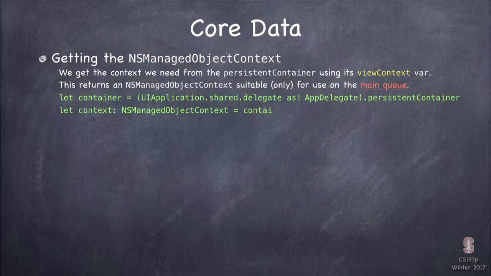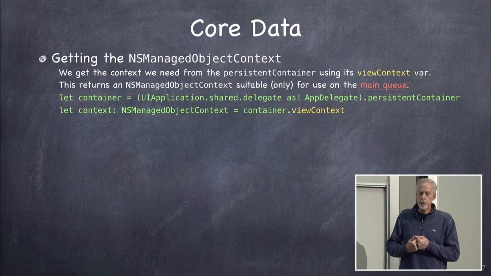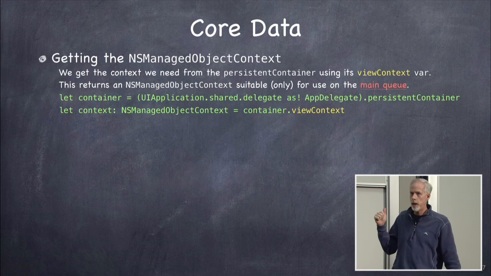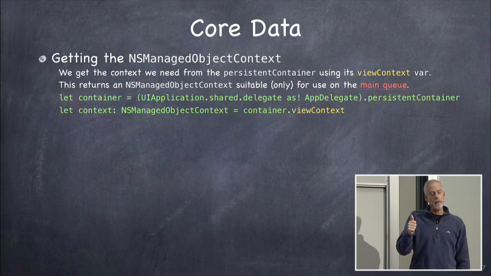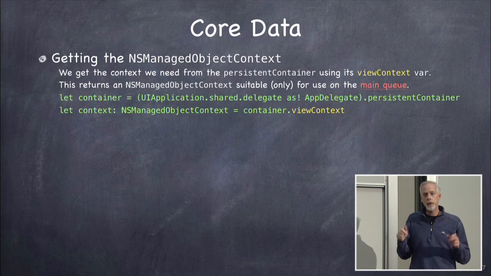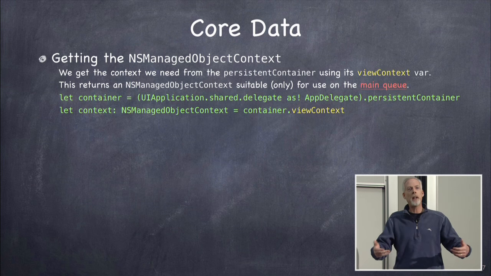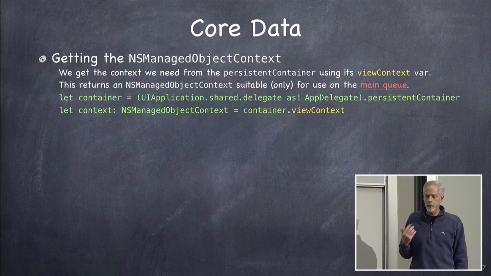Okay, so now I have this persistent container. I need to get the context out of it. And so the container has an awesome var called viewContext. And the viewContext is an NSManagedObjectContext that's only suitable for use on the main queue. This is in red. You know, whenever you see anything in red on my slides, this means pay attention. It will matter for your homework and in life. But you can only use this viewContext in the main queue. It's called viewContext because you use it with your views, okay, your UI views. That's why we call it viewContext.